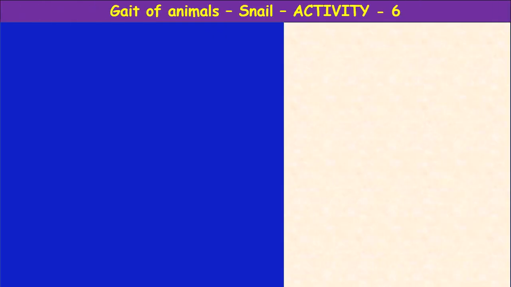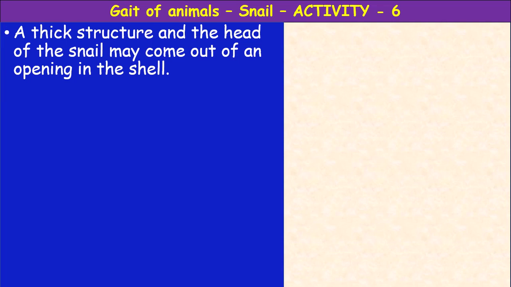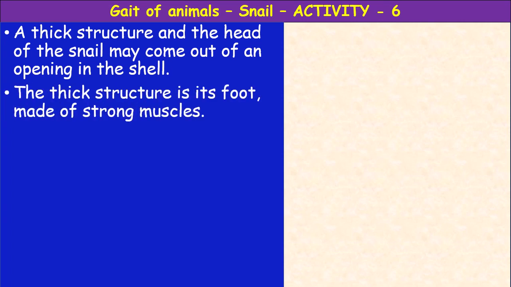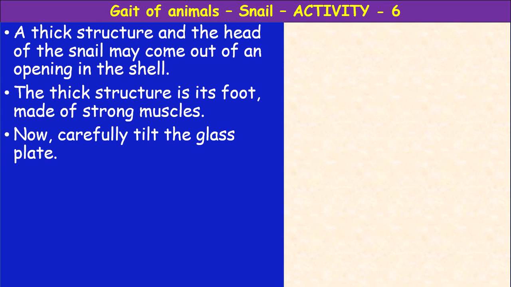So a thick structure and the head of the snail may come out of an opening in the shell. The thick structure is its foot, that is made of strong muscles, muscular foot. It helps in the movement of a snail. It plays a very important role in the movement of a snail.